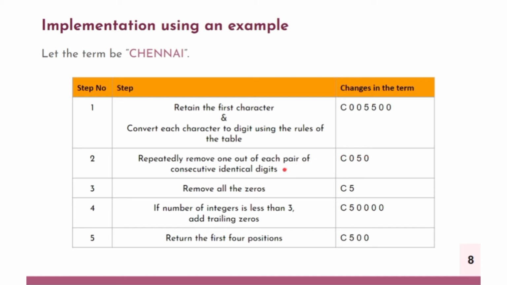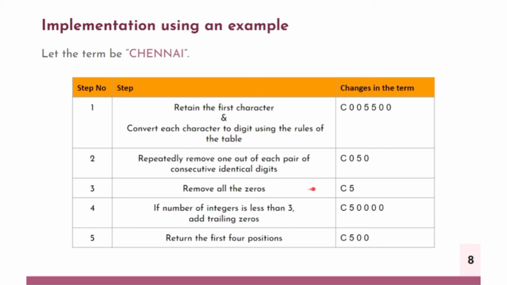If we go to step 3 now, what is it telling us? Remove all the zeros. So this 0 is removed, this 0 is removed. Now what we are left with is C5. Generally, the Soundex algorithm produces a 4-character hash code.